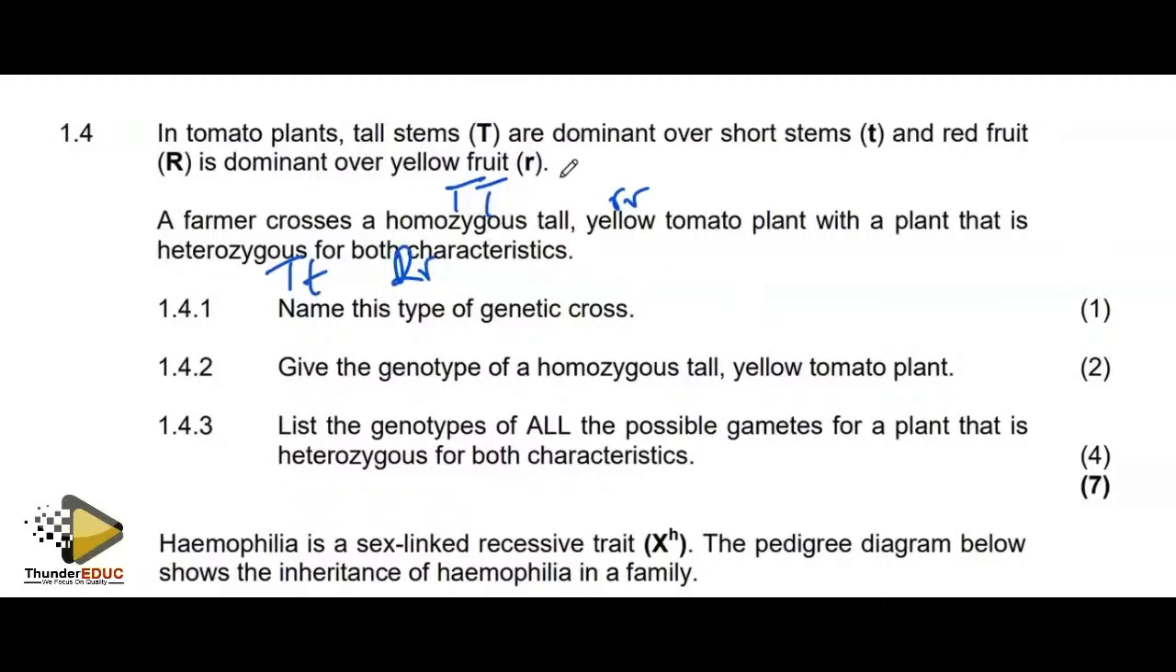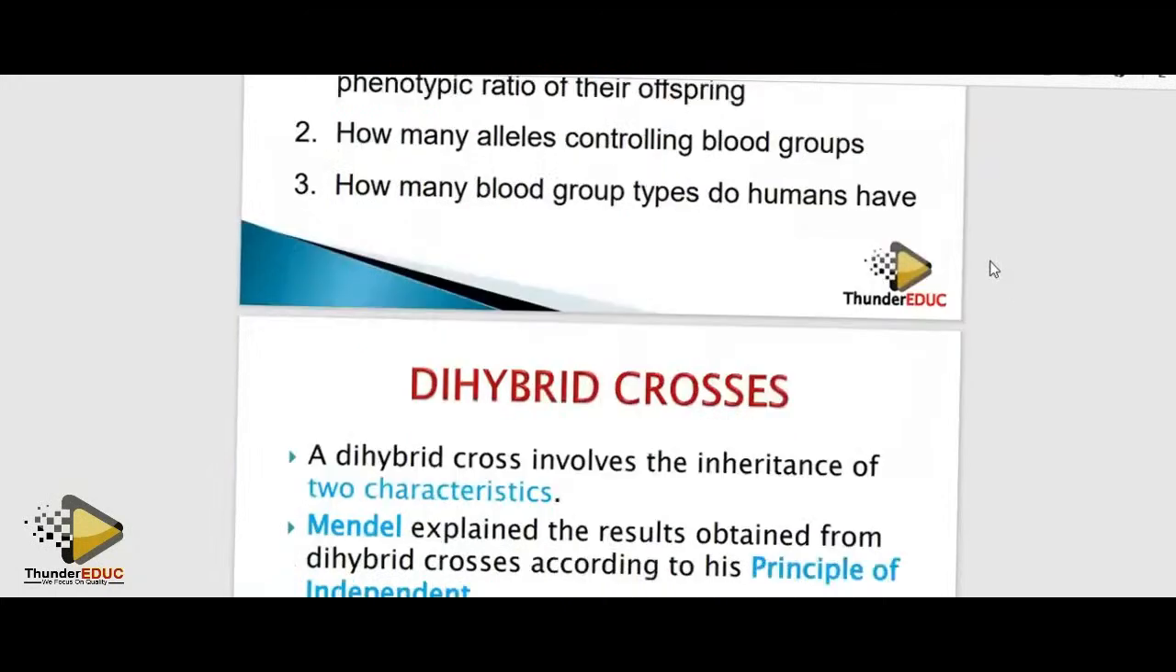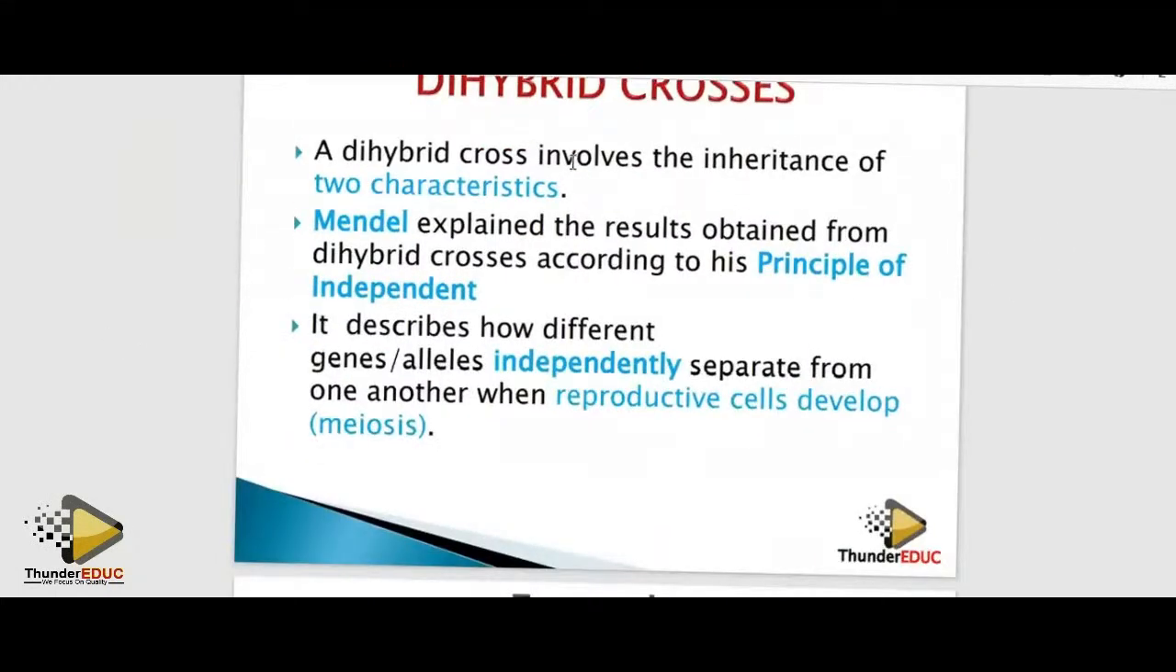Because you're involving two characteristics. Which characteristics? The height, and then crossing with another characteristic, which is the color of the tomato. So two characteristics, that is height and color. So the answer is dihybrid cross. Where do we get it in our booklet? Yes, we get it from here. Dihybrid cross involves inheritance of two characteristics.